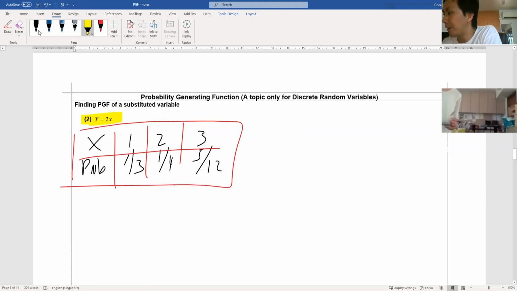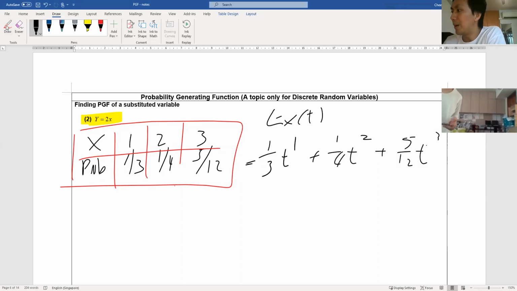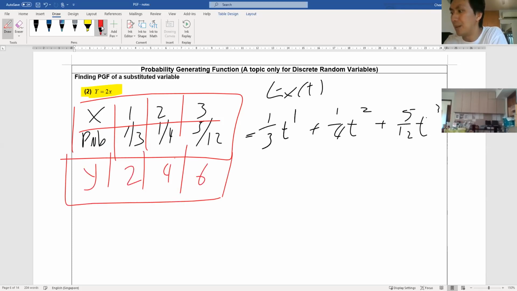So again, the PGF of x here is just 1/4 t to the power 1 plus 1/4 t squared plus 5/12 t cubed. Okay. So remember, by definition, under a PGF, the outcome is the power. Okay. So if you really want to do it, from the table perspective again, construct the table for y. So you will have 2, 4, 6. And the probability will be the same. Okay. It's just 1/3, 1/4, and 5/12. Then from there, you can actually construct the PGF of y immediately.